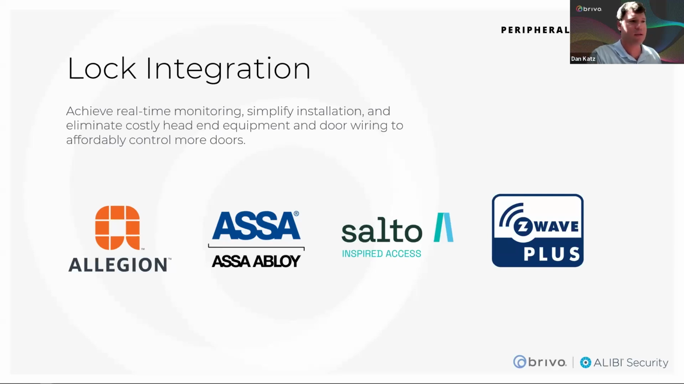And this wireless lock integration gives you the ability to have your lock at the door. A lot of the time that lock communicates with a node in the ceiling, which is communicating with our panels. So it gives you the ability to deploy wireless locks with Brivo Cloud. And the customer still gets that same experience in the software. It's just instead of using a wired door, you have a wireless lock.